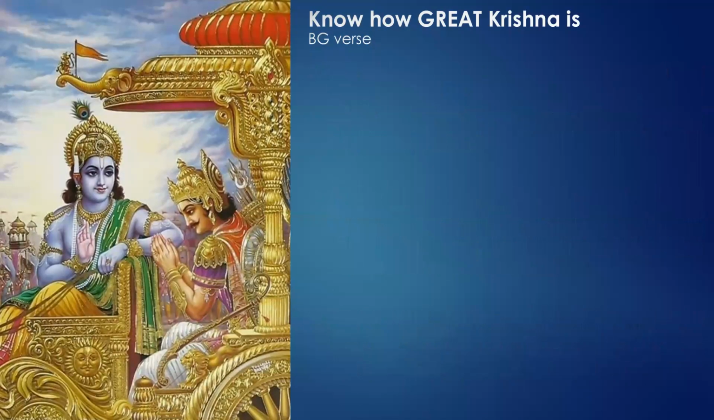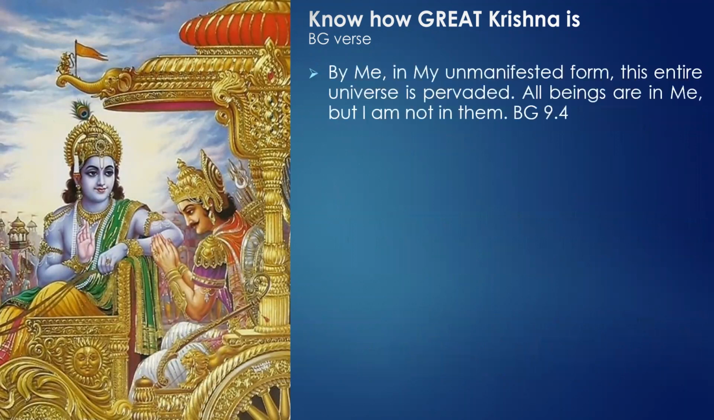So let's move on. By me, in my unmanifested form, this entire universe is pervaded. All beings are in me, but I am not in them. And yes, this is again about creation, because all things are within me, but I am not in them. That means it is inferring to creation, actually. Everything is in me and I'm not in them, outside them. Yes, it's predominantly pointing towards creation, the universal creation.